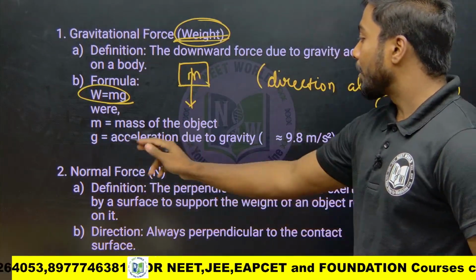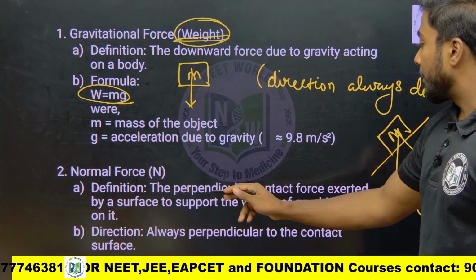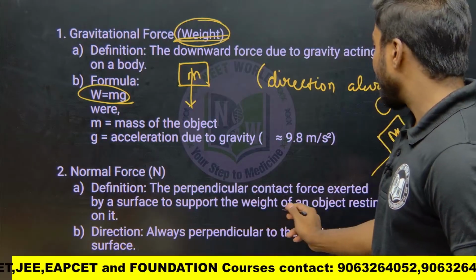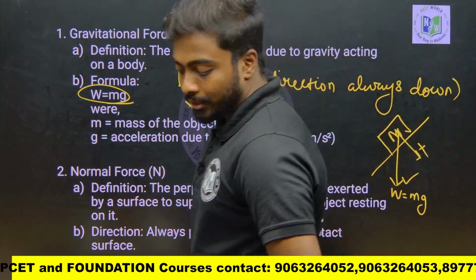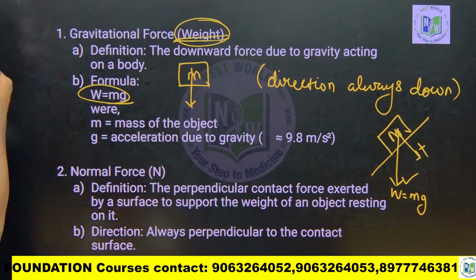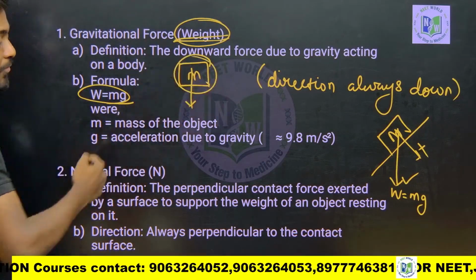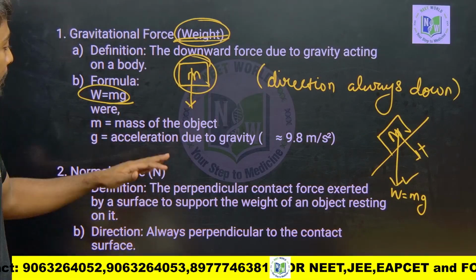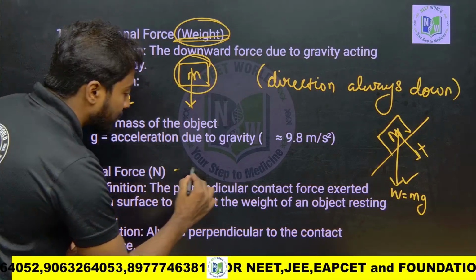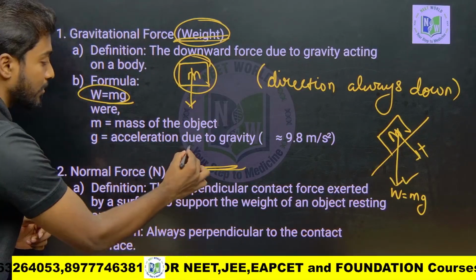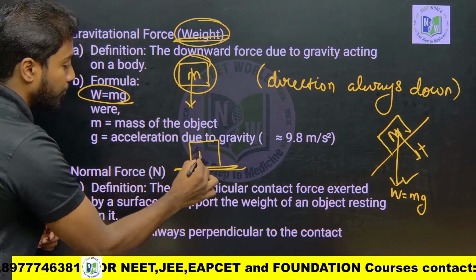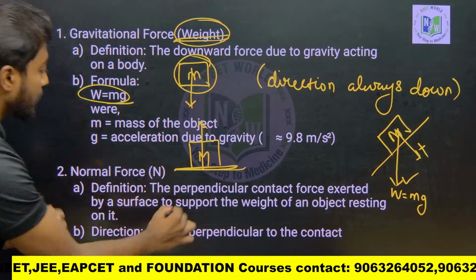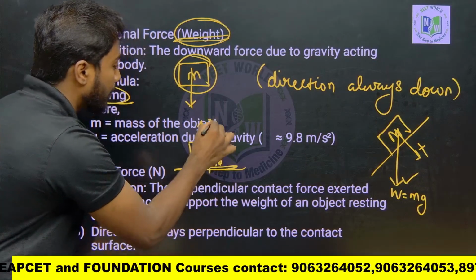Next one is the normal force. The definition is the perpendicular contact force exerted by a surface to support the weight of an object which is in the resting position. For example, if we take the mass of an object on the earth, obviously the weight will be there. But if I talk about the normal, there should be a surface. So if I take a mass m, the normal should be perpendicular to the surface. This is 90 degrees, and this will be my normal.